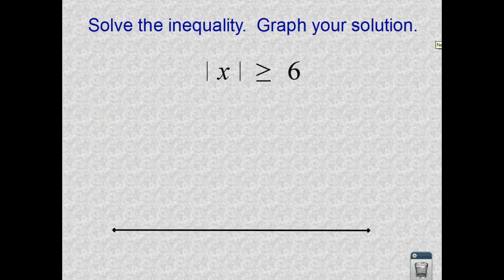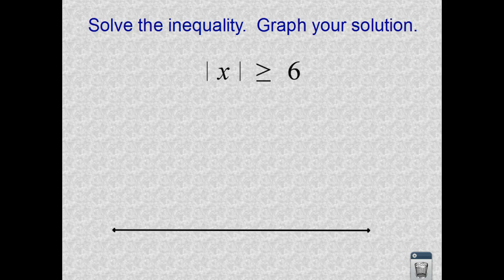It says solve the inequality and graph your solution. So we're going to be graphing our answers on the number line. And we know that with inequalities, we may have multiple answers. So it says the absolute value of x is greater than or equal to 6.